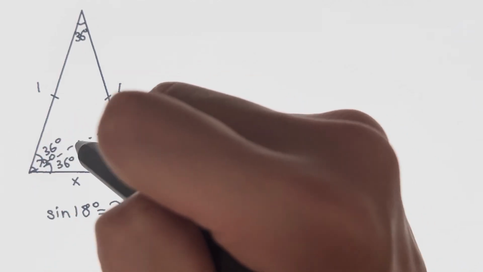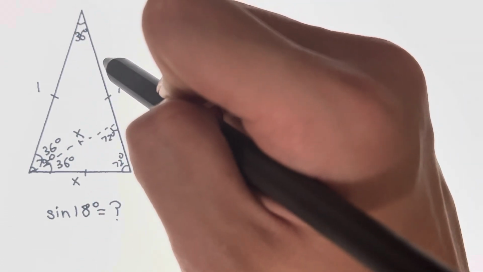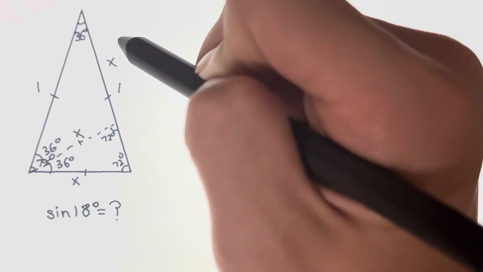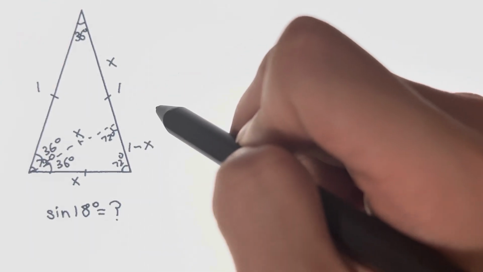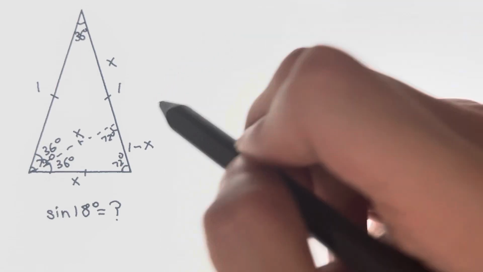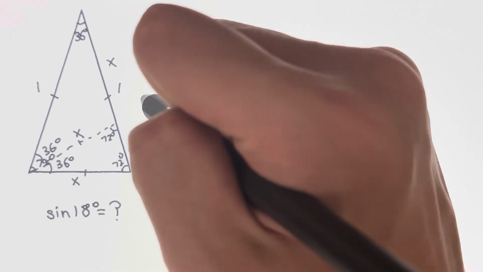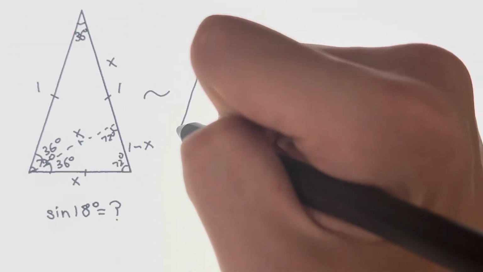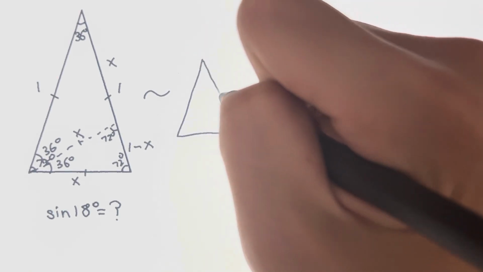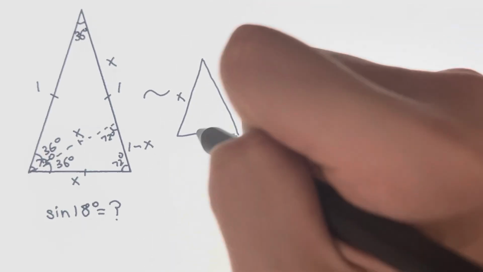This means that these two sides are equal. So this is x. Since these two angles are equal, it will mean that this side is also x. So this is going to be 1 minus x. Now notice that these are going to be two similar triangles because they have equal angles. So this triangle is similar to, for our new triangle, this triangle, with side lengths x, x, and 1 minus x.